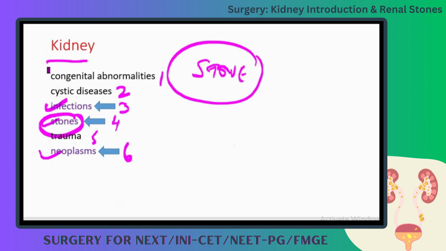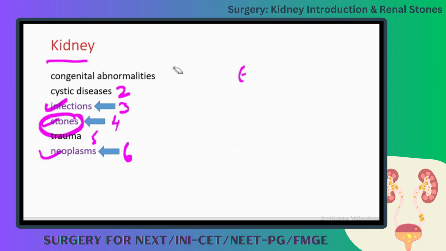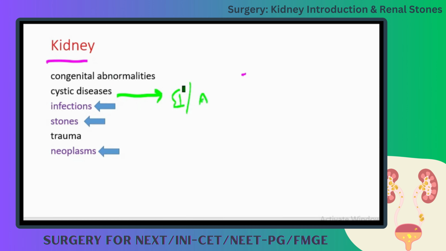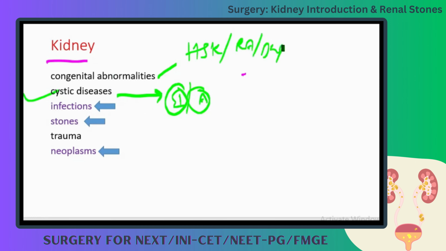Can anybody name one congenital abnormality of the kidney? Infantile polycystic kidney disease. Okay, good. That will come under cystic diseases, infantile and adult polycystic kidney disease. Horseshoe kidney, yes, very good. Congenital abnormalities: horseshoe kidney, renal agenesis, duplication. These sorts of things will come in congenital abnormalities.